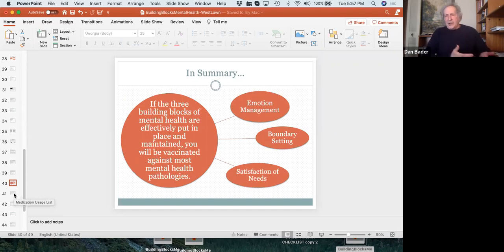At the end of the entire 3 building blocks presentation, I basically say, in summary, before I go to the medication: if the 3 building blocks of mental health are effectively put in place and maintained, you will be vaccinated. It's strange using that word today, but you will be vaccinated against most mental health pathologies. I show emotion management, boundary setting, satisfaction of needs. And I would argue, with the exception of a very small group of people who really have neurological disorders, that this will vaccinate you against mental health problems.